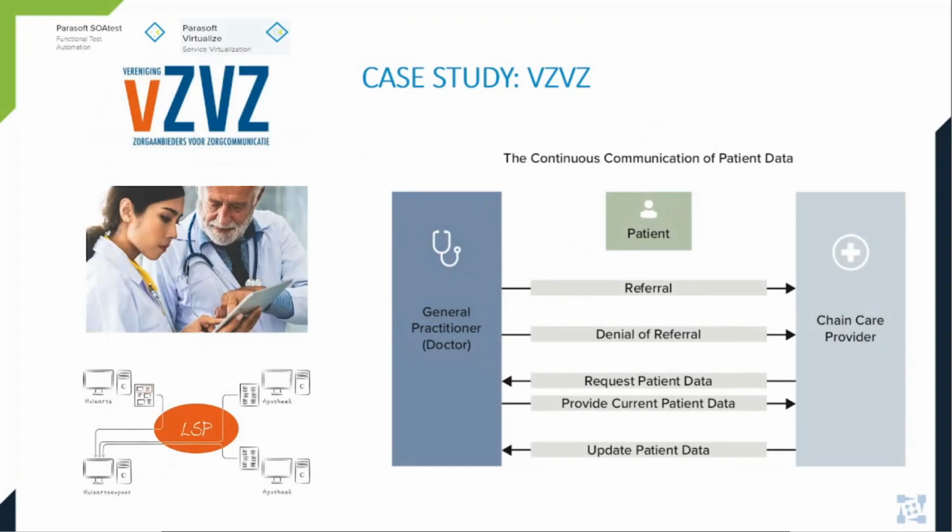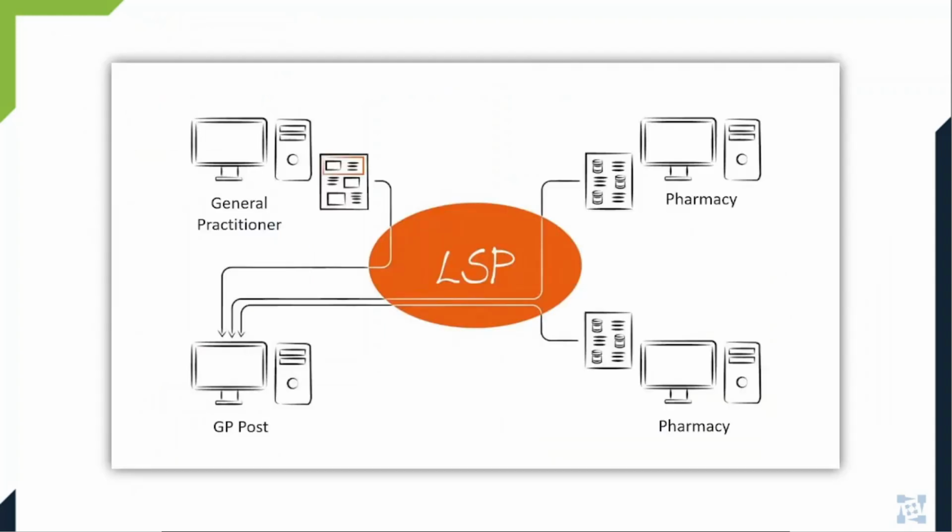Now, in somewhat technical detail, this is what you see going back and forth. But I think the biggest challenge was that this network needed people to connect to it. So when you get a new general practitioner and you need to connect him to this network, let's take this example, you do need those other three actors here as well. So you need those pharmacies and the general practitioner post as well. Otherwise you cannot see if he is communicating the right information.